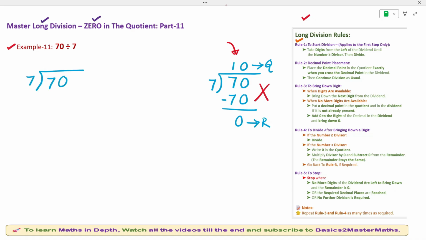Let us apply rule 1. Take the digits from the left of the dividend until the number is greater than or equal to the divisor. Then divide.